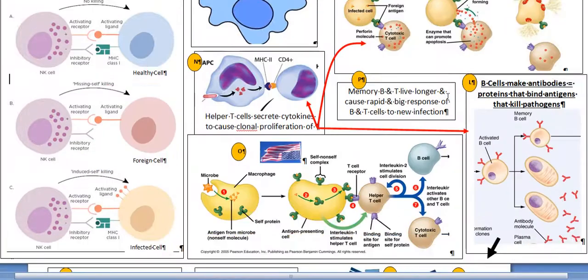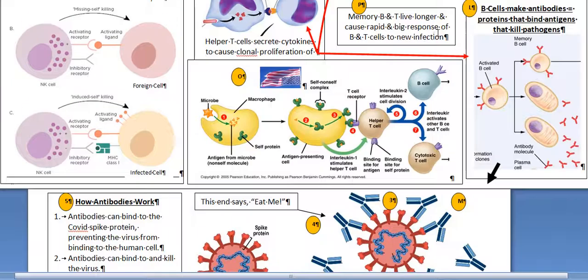But what happens is these memory B and memory T cells live longer. Sometimes many years. Like when you get a vaccine for measles or something like that, right? You get it once in your life, and you're good for the rest of your life. They live forever until you die, right? And in some cases, they live only about a month. Like for the common cold or flu, they live only about a month. So you get this protection for about a month.